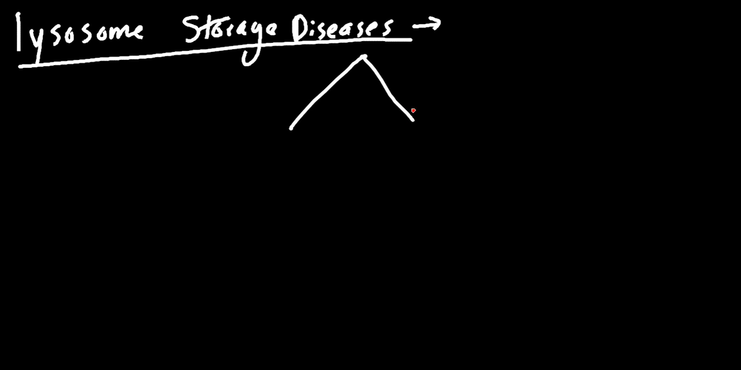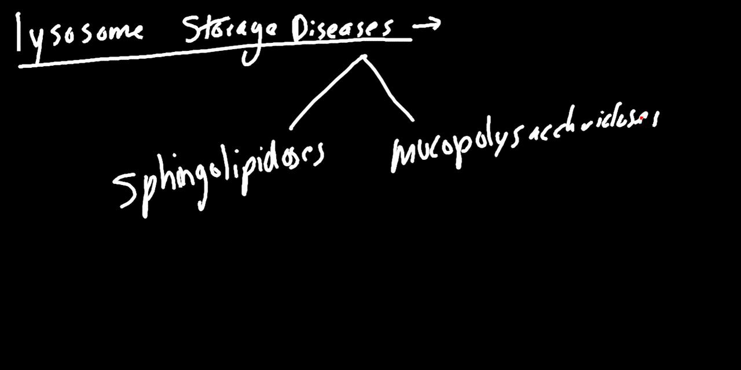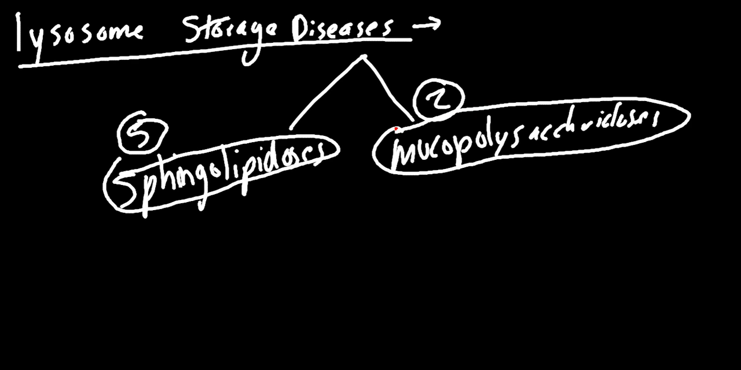And there are going to be two main lysosome storage disorders that we're going to be talking about today. There's going to be the sphingolipidoses. Then also we've got the mucopolysaccharidoses. Mucopolysaccharidoses, and then the sphingolipidoses. So of the sphingolipidoses, there's going to be 5 main ones that I'm going to talk about today, and I'll keep them numbered just so we can keep them sorted. And then of the mucopolysaccharidoses, there's going to be 2 main disorders that we're going to talk about today.